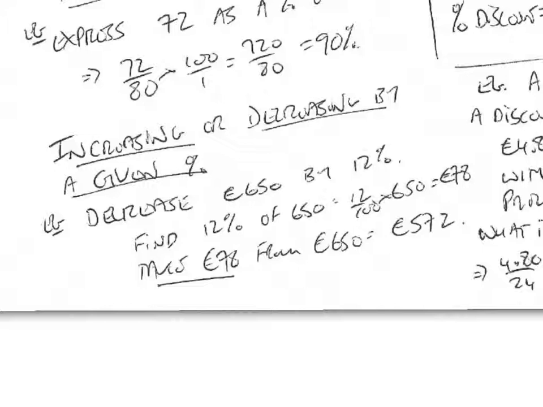So let's see if we can decrease 650 euros by 12%. The way to do that is to find 12% of 650, and remember that's 12 per 100 times 650 over 1, that's actually equal to 78. And then to decrease 650 by that 12%, we simply take 78 from 650, and that's 572 euros.